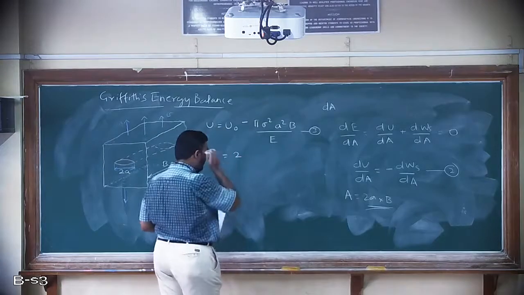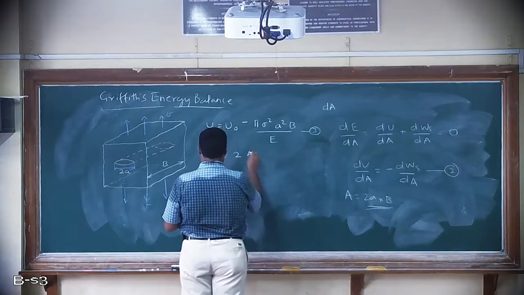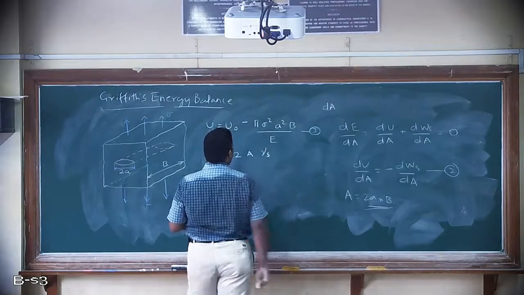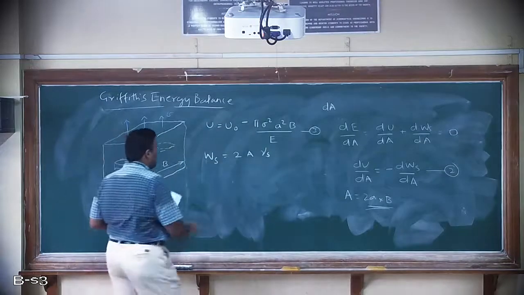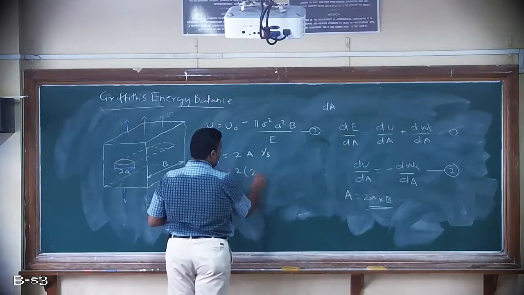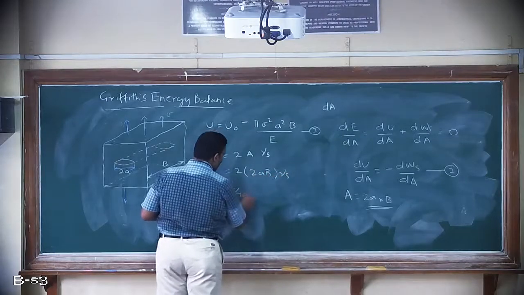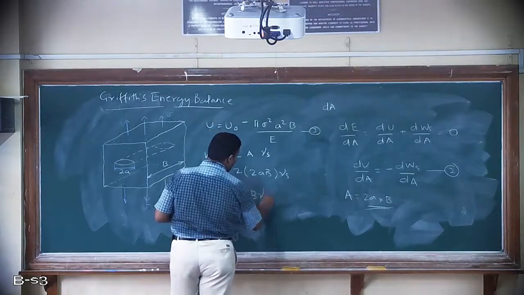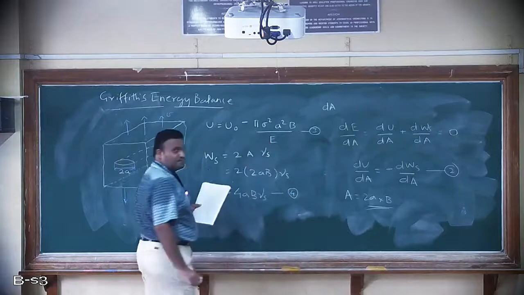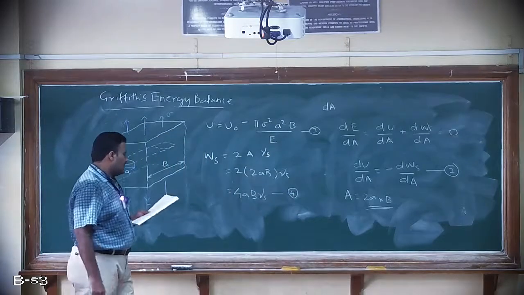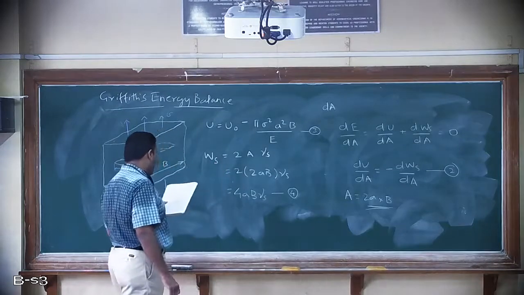2 times the area into the energy required to create the new surface. So this can be written as 2 into 2aB into gamma s. So that is 4aB gamma s. This will be equation number 4. Clear? So that is the work done to create one surface.